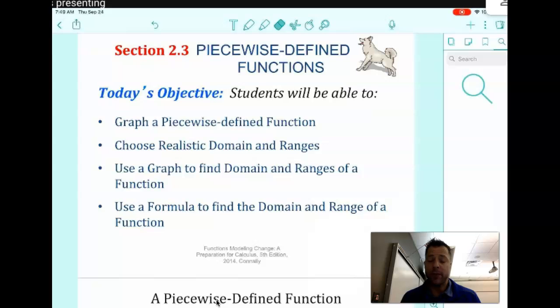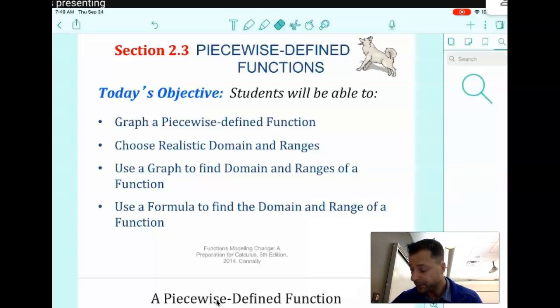So today we're going to talk about piecewise functions, and really a piecewise function is taking different functions and putting them together in one graph, and we really restrict our domain, which ends up restricting your range as well. So in the first video we're going to break this up into a few different videos, but we're going to graph piecewise defined functions. We're going to look at the domains. We're going to use a graph to find the domain and range, and then use a formula to find domain and range of a function.